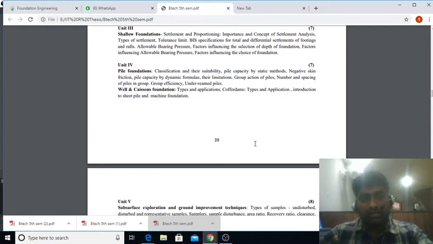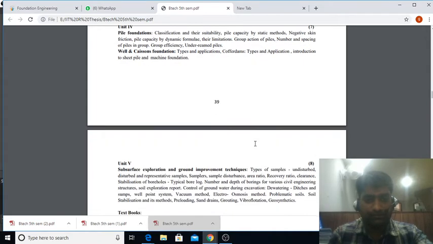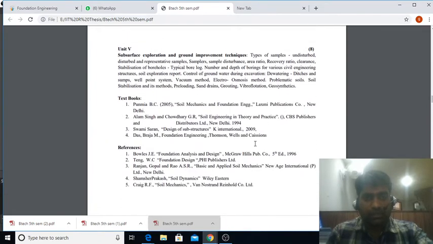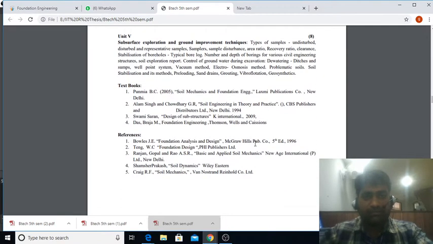In well and caisson foundation, types and application, coffer dam, types and application, introduction to the sheet piles, machine foundation. In unit 5 we will cover subsurface exploration and ground improvement technique.